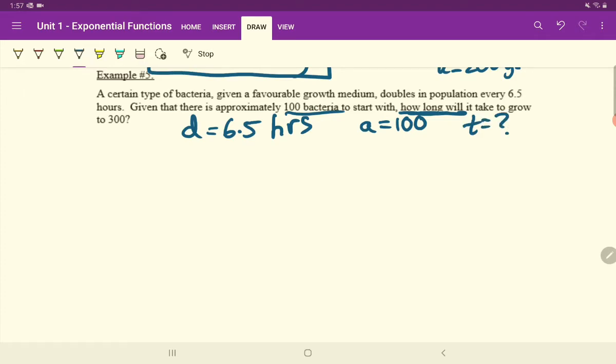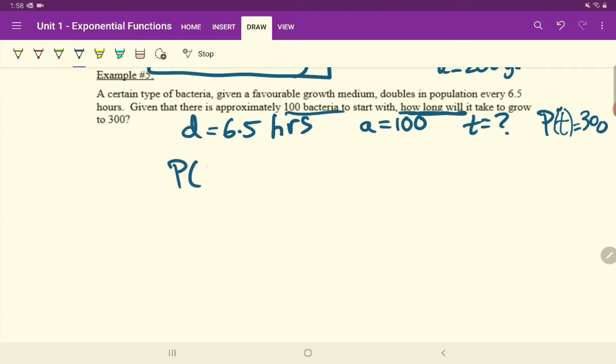To grow to 300. Okay, so we need to assign a letter. This is a population of bacteria, so I'm going to use the letter P. So the population with respect to time is equal to 300. Do you understand how I'm using the letter P? It's a population of a bacteria. So P at T is equal to 300.